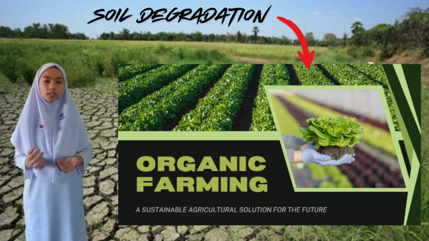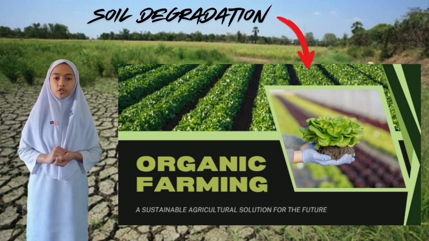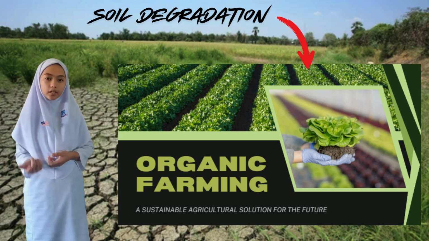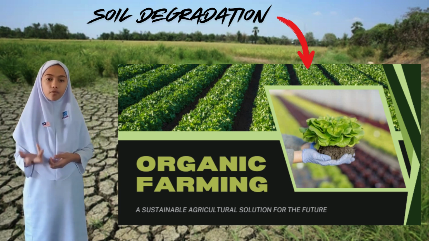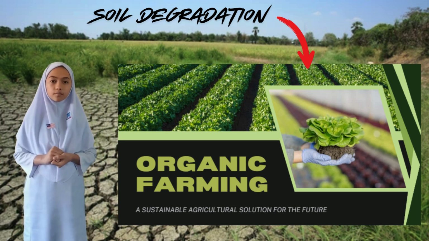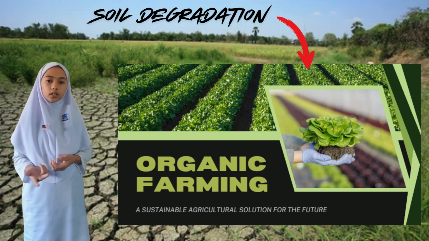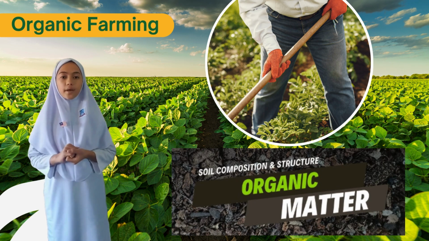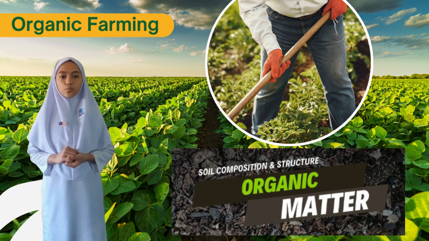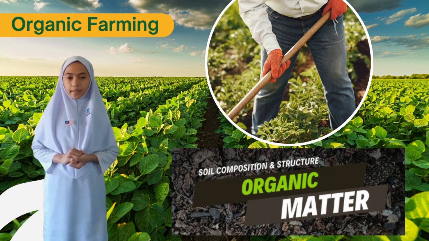To overcome soil degradation is through organic farming, which uses natural fertilizers like compost, animal manure, green manure, and biofertilizer. The organic matter in the soil improves its structure, aeration, and water retention. Organic matter feeds beneficial microbes and earthworms, which help break down nutrients for plant uptake.